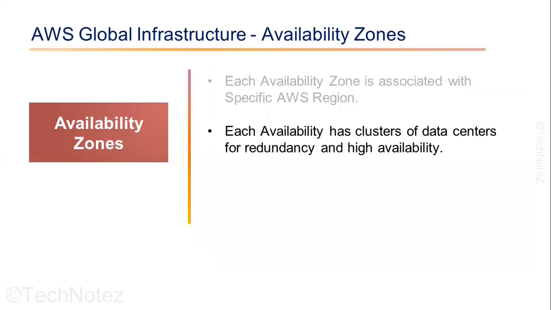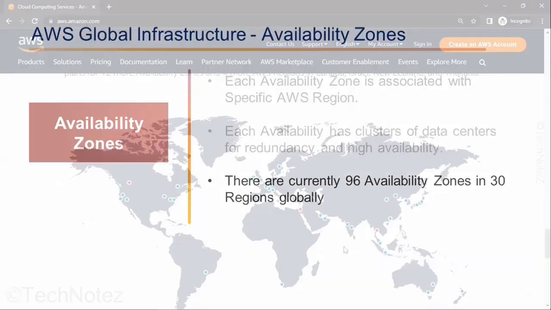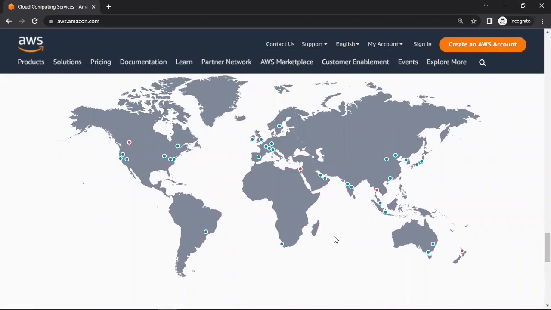It is important to note that each availability zone is associated with a specific AWS region. An availability zone has a cluster of data centers within a region with redundant power, networking, and connectivity to enable the high availability of your application. There are currently 96 availability zones globally in 30 regions. Now let's take a high-level look at some regions within India. If you want to validate the availability zones within a region, just hover over the name of the region. You see that in the Mumbai region, we have three availability zones and two local zones.